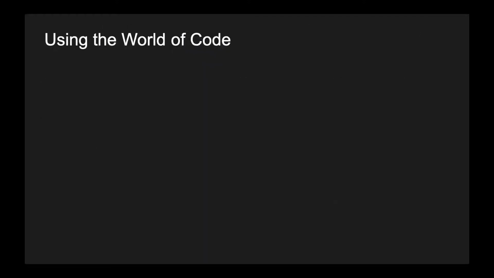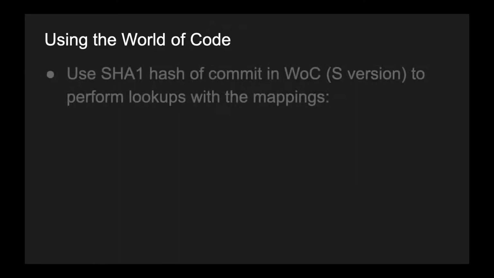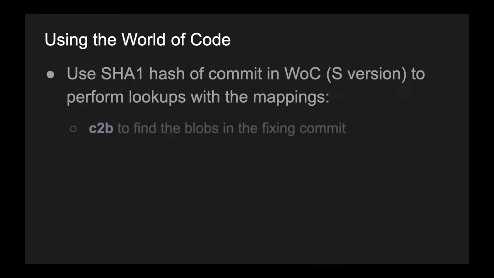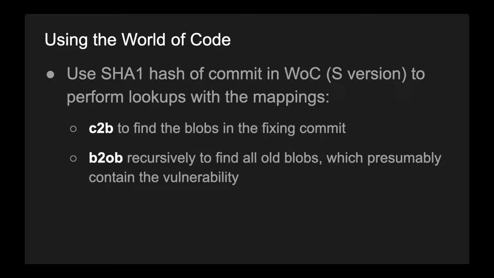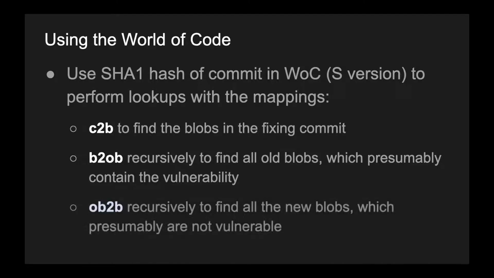To help with finding the vulnerability and fix files related to a commit from the CVE list, the World of Code was particularly helpful. Using the SHA-1 hash of a commit or blob, we could use the mappings C to B to find blobs in the fixing commit, B to OB recursively to find all old blobs which presumably contain the vulnerability, and OB to B recursively to find all the new blobs which presumably are not vulnerable.